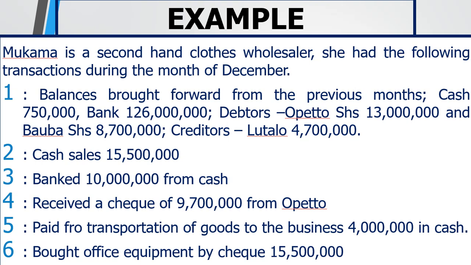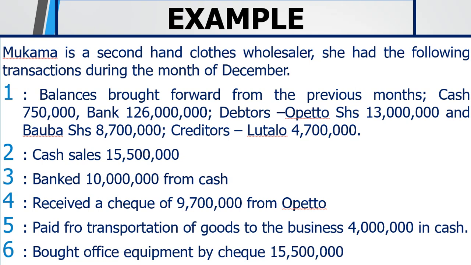Then on fifth, they paid for transportation of goods to the business. Transport for purchases is called carriage inwards. And of course, that reduced the cash by 1 million. Therefore, the cash column of the cash book could be credited.